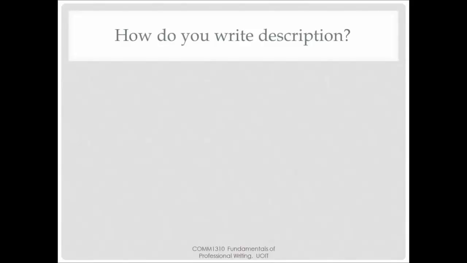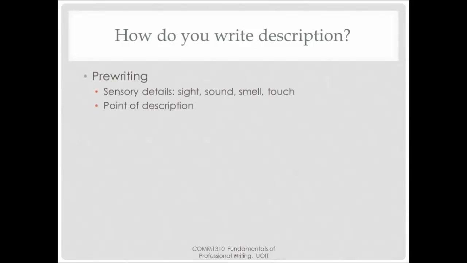How do you write a description? Start by pre-writing, jotting down the sensory details and the point of your description. Then you need to think about your purpose and approach. One method is to create what's called a dominant impression. A dominant impression is an overall image or idea that ties the details of a description together. A dominant impression is subjective, involving personal opinion.